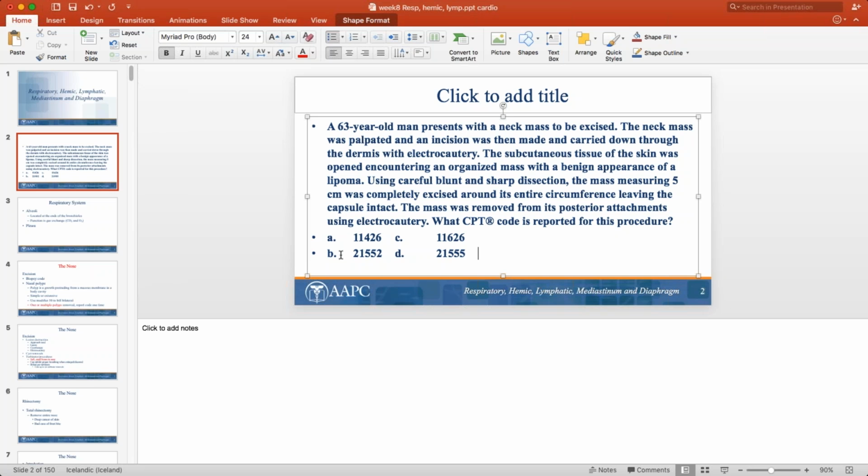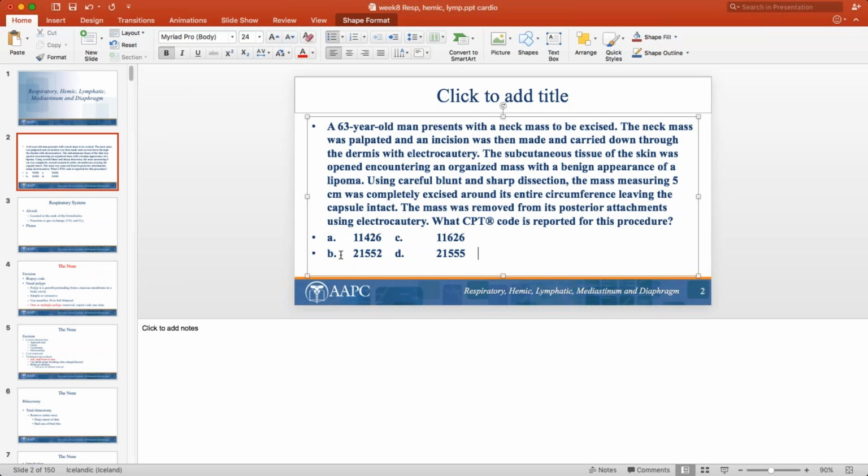Let's just look at them real quick. 21552. I see 21552, which says 3 centimeters or greater, and we're talking about 5 centimeters, so that would apply. 21555 says less than. Where is 21555? Oh, right there. Less than 3 centimeters. Okay, so it said 5 centimeters.